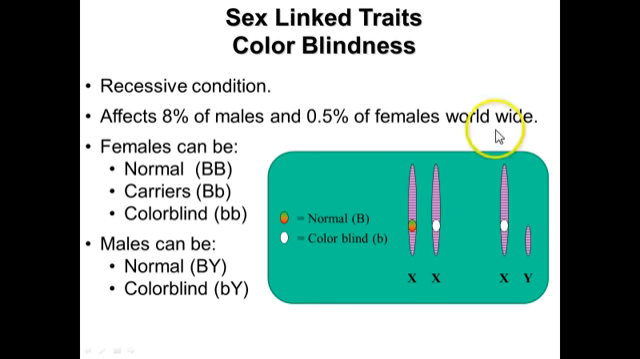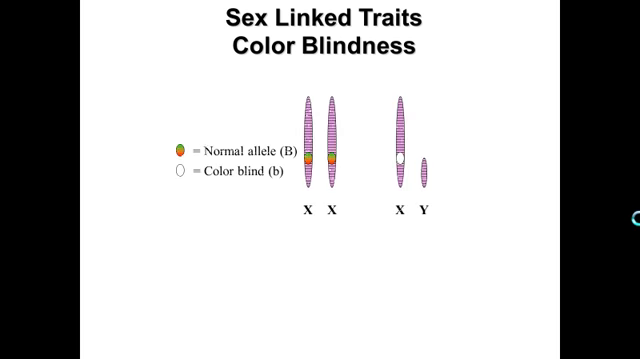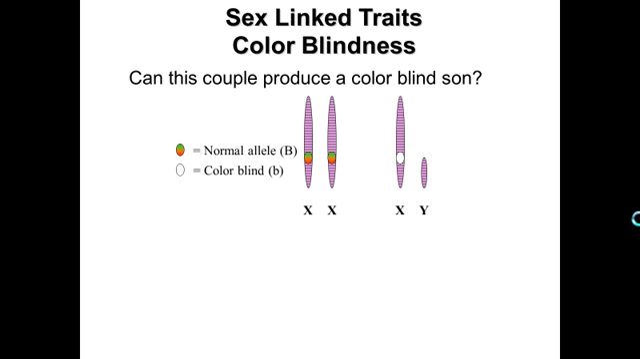Males can be normal, which would have a big B and a Y. Colorblind would be a little b and a Y. Notice that the males only have one gene because they only have one X chromosome. The Y, even though it's homologous with the X, it doesn't have the same genes on it. Okay? Let's look at a couple of problems dealing with this.